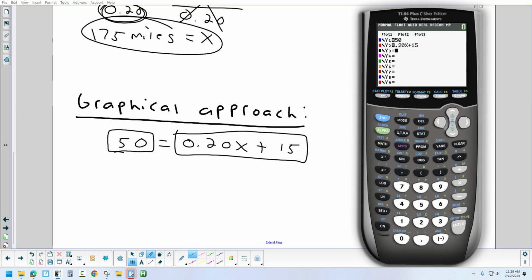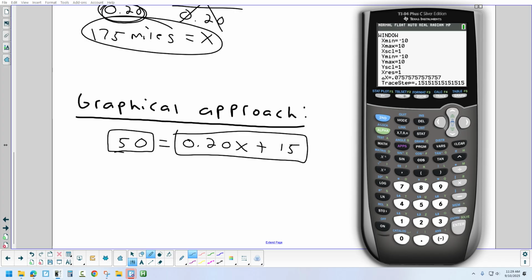So let's try zoom 6. That gives us a window from -10 to 10 and -10 to 10. Wait for the yellow circle to stop spinning in the upper right. And there's our picture. Okay, where is it? It's not here, right? That's not where we're looking.